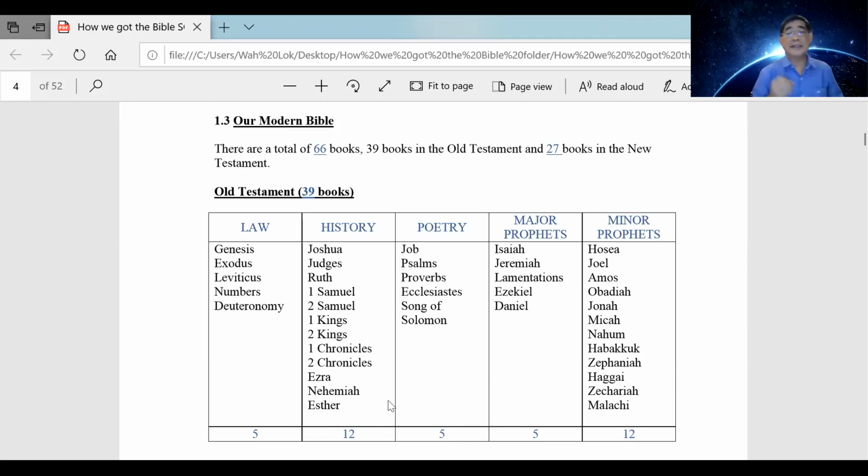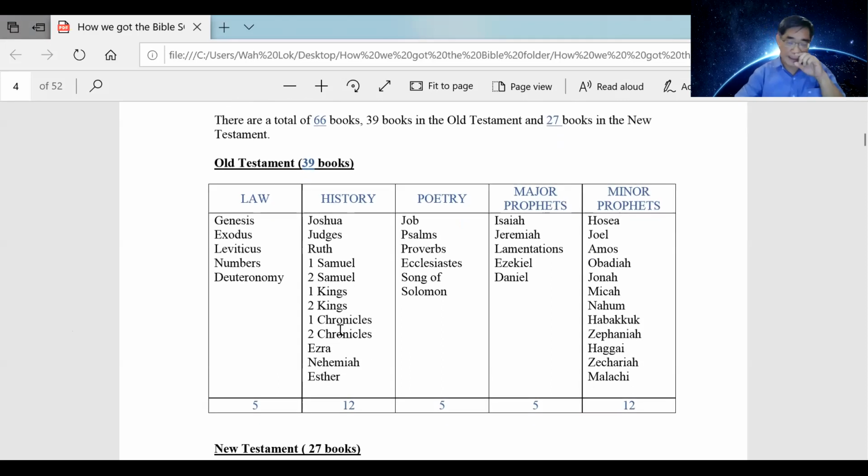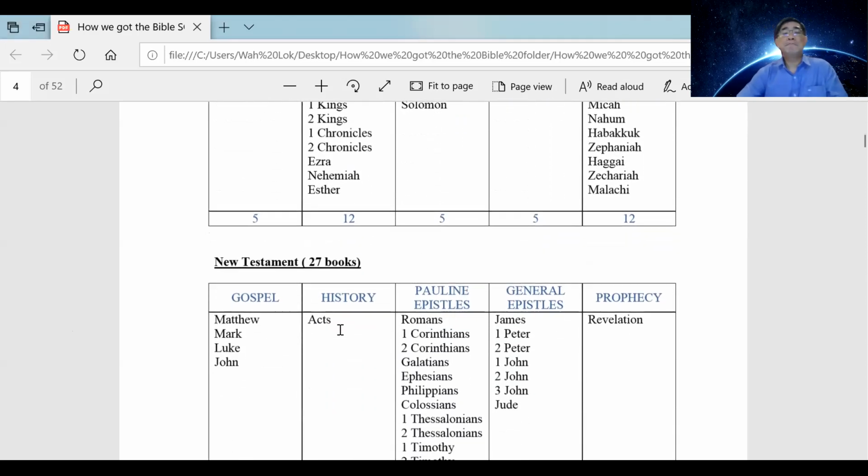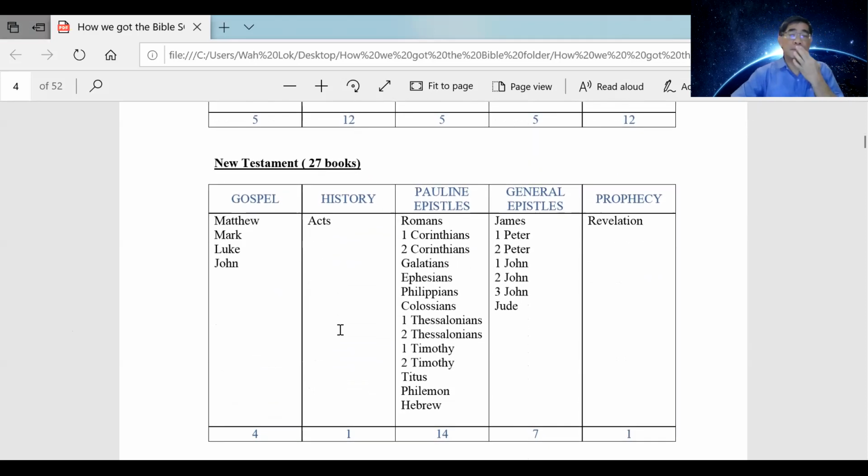Okay, so these are the 39 books of the Old Testament. Our modern Bible is structured like that. We all know this structure. If you look at your Bible, you can see that it's organized like that. Okay, now the New Testament.